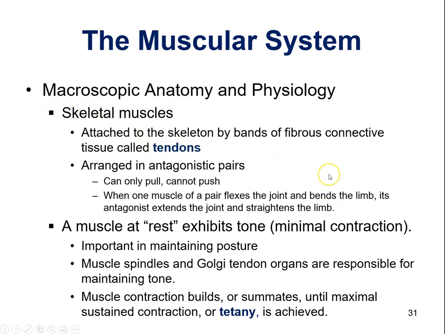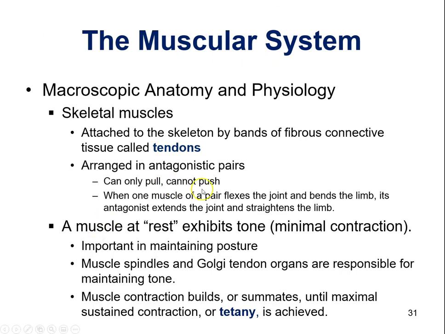Skeletal muscles are attached to the skeleton, so we're mostly going to be talking about skeletal muscles here. Hence the name, they are the voluntary muscles that provide movement. They're attached to the skeleton by bands of fibrous connective tissue called tendons. Remember, we talked about different types of connective tissue, dense fibrous and loose fibrous. Tendons are made up of fibrous connective tissue, okay?